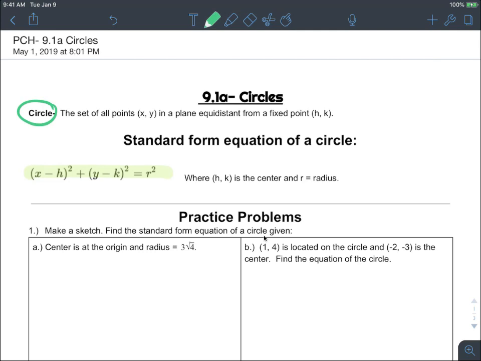And what that looks like on the graph is as if I had a fixed point h comma k, and I graph the points that are equidistant from the fixed point, about that far away. Equidistant from the fixed point, you can see what kind of shape is being made. A circle. Okay, so a circle, equidistant from the fixed point. So that's how we get all the points on a circle.